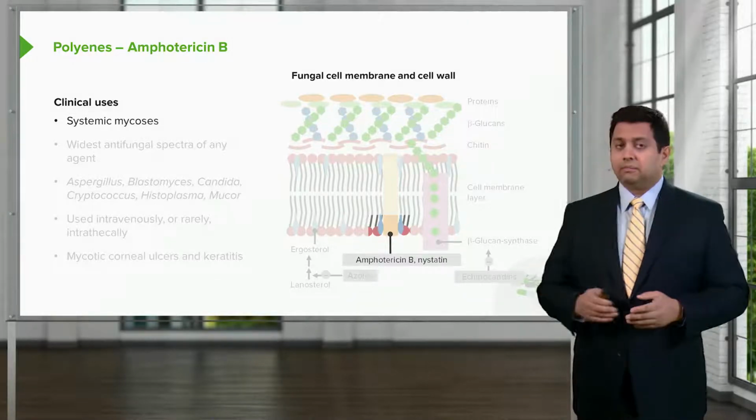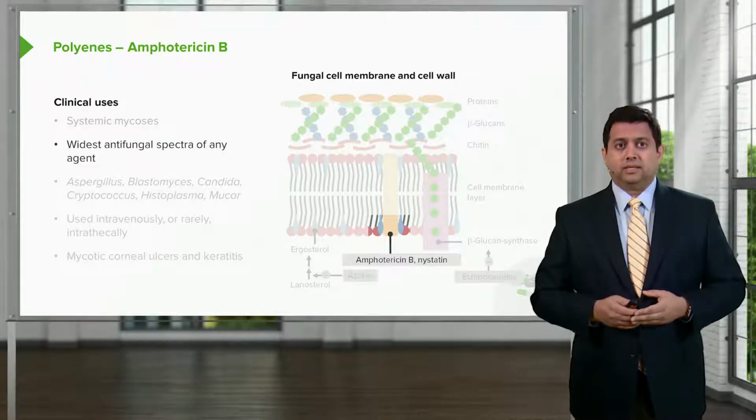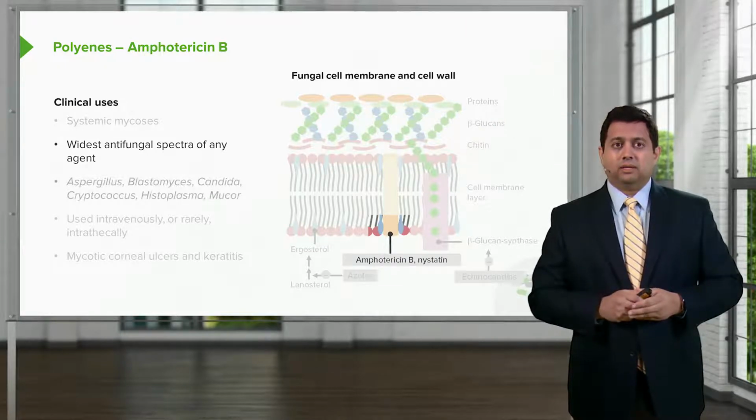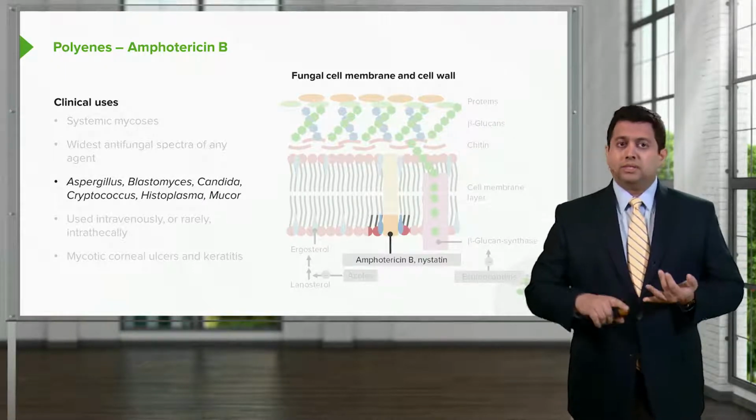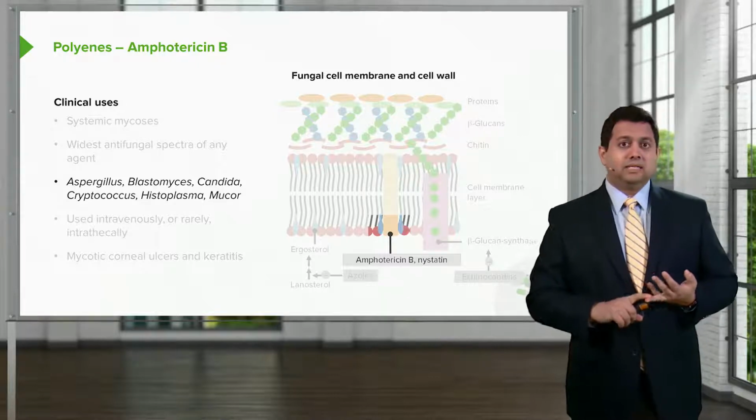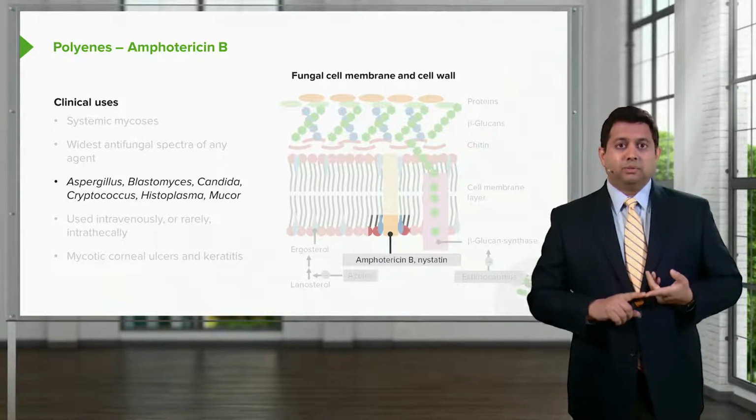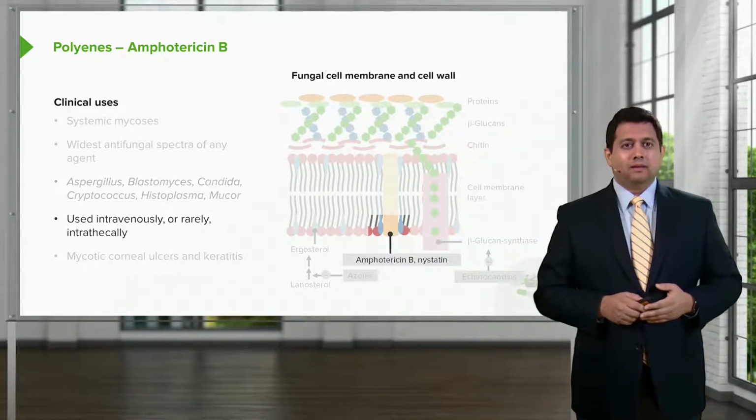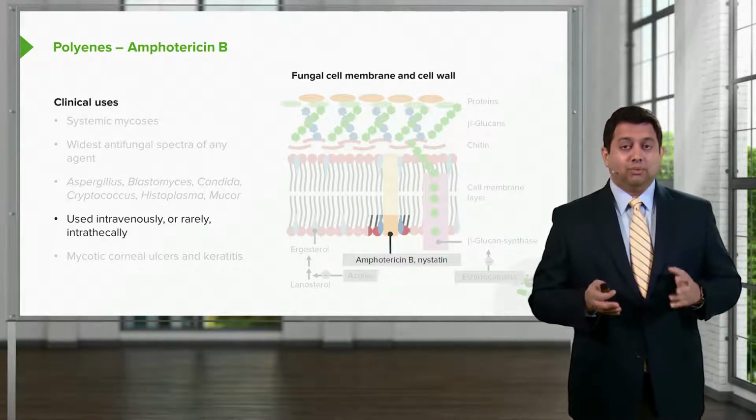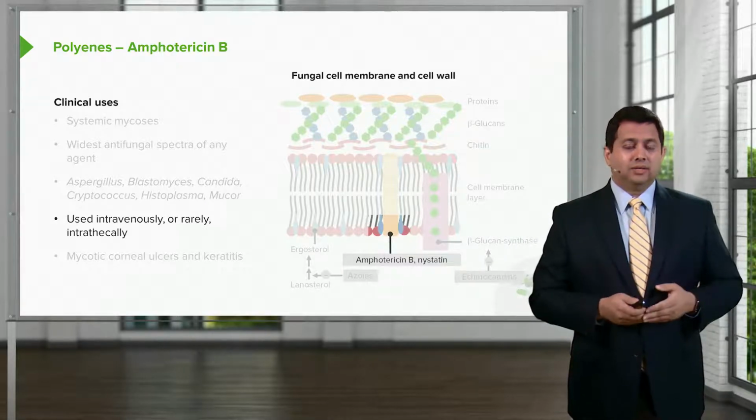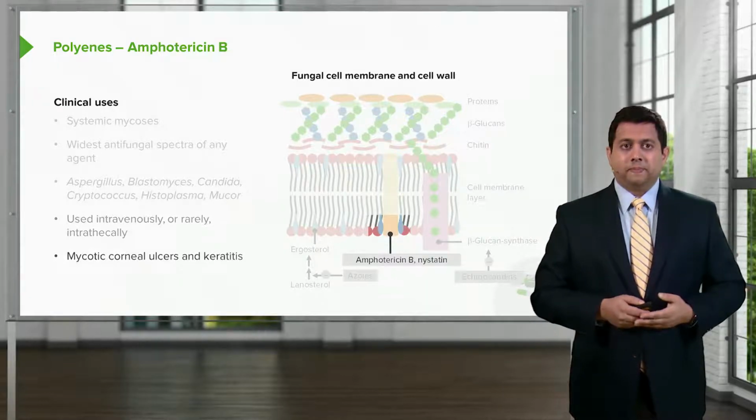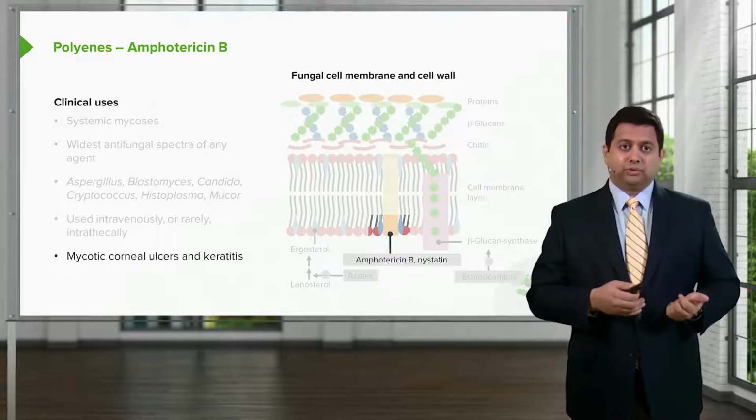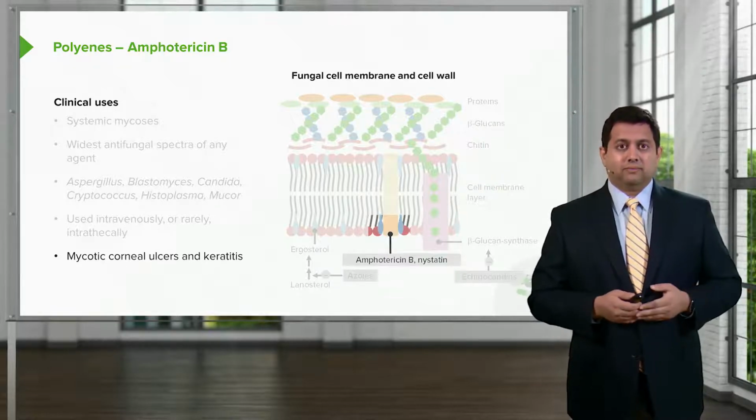Clinically, we use it for systemic mycoses and usually ones that are fairly serious. It has the widest antifungal spectrum of any antifungal agent on the market. It works against aspergillosis, blastomyces, candida, cryptococcus, histoplasmosis, and mucor. It's also used intravenously or rarely intrathecally. I have seen it used intrathecally once in my career. Mycotic corneal ulcers and keratitis are potential treatments that we can use amphotericin B for.